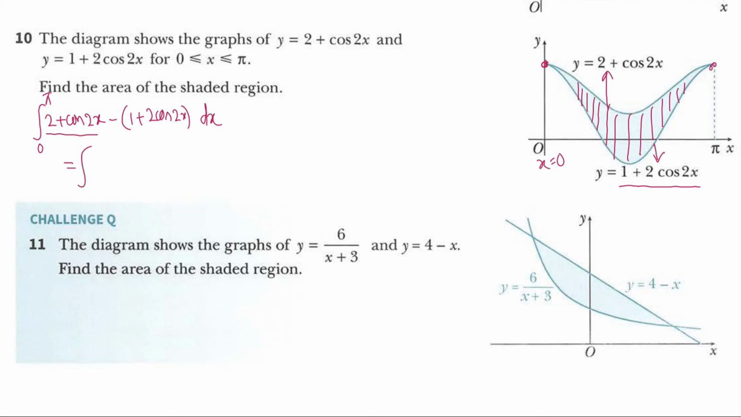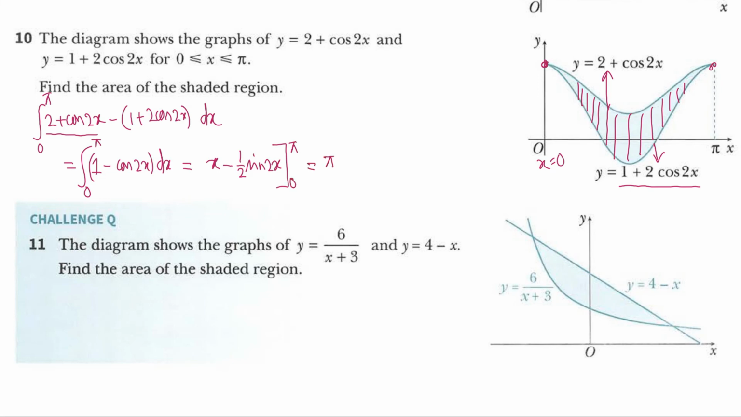So now just simplify it. We can simplify: 2 minus 1 gives us 1, then cos 2x minus 2 cos 2x gives us minus cos 2x. See, the equation is so simple now to integrate and put in the limits. So just integrate it. 1 gives us x, then minus cos, if we integrate that, it gives us sine. The coefficient of x, we need to write first, half sine 2x. Put in your limits, one is pi, another one is 0.